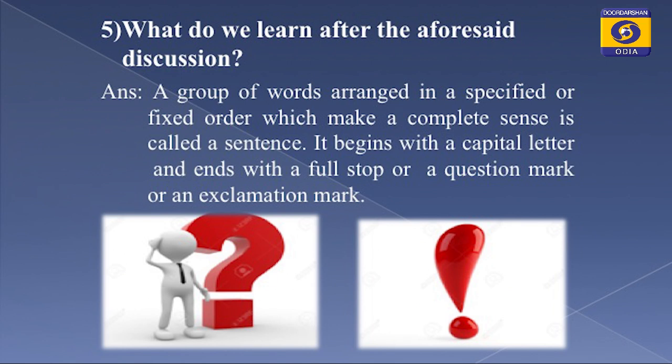So what do we learn from these examples? We learn from these examples that a sentence begins with a capital letter and ends with a full stop or question mark or an exclamation mark. Then you see, a group of words arranged in a specified or fixed order which make a complete sense is called a sentence. It begins with a capital letter and ends with a full stop or a question mark or an exclamation mark. This is the definition of a sentence.